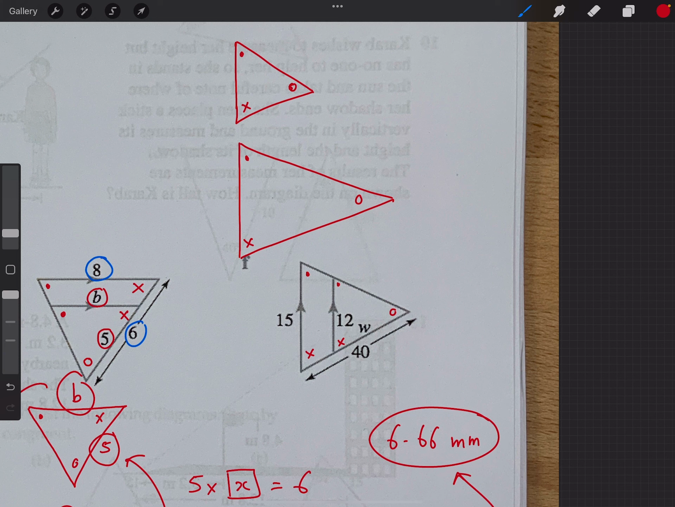Okay, and now let's see. So the small one, let's look at the small one. This is 12, so this must be 12, and this is W, so this is W here. And look at the big one. This must be 15, and this one given to us is 40.